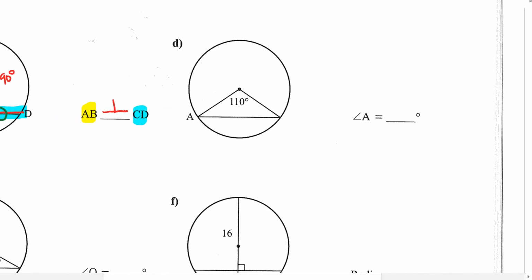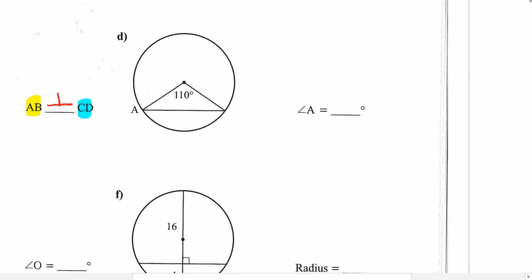Okay, let's move on to letter D. For letter D, if I take a look at this radius right here in blue, that radius and this radius right here are equal. They're equal because they're both the radius, or the radii. All right, so since they have the same radius, we have an isosceles triangle. And for any isosceles triangle, the general rule is that if two sides are equal, the angles are also equal as well.